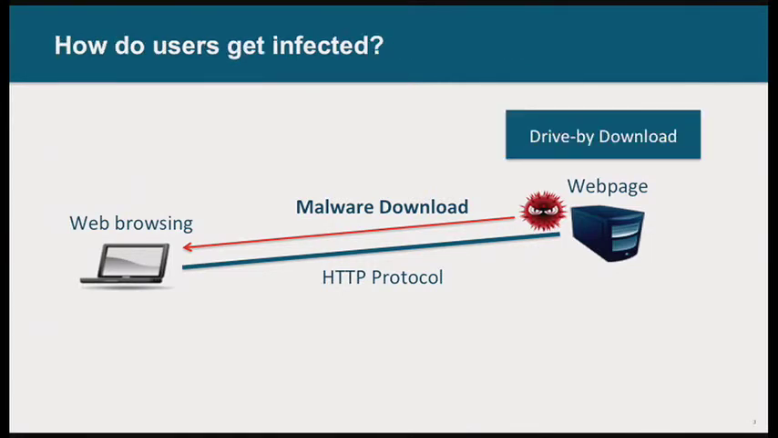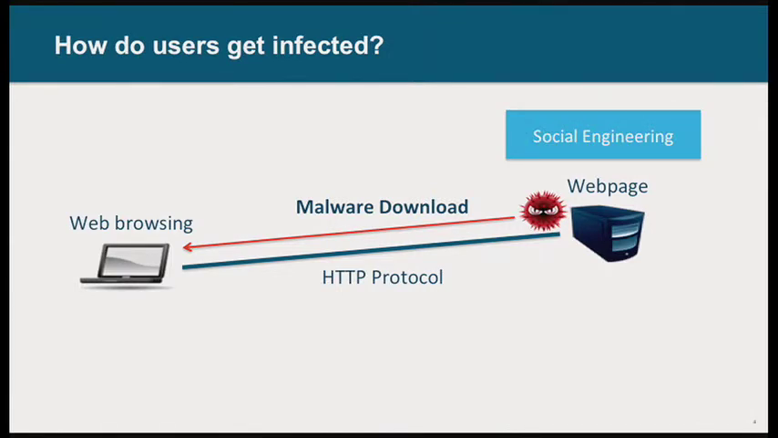People will typically get infected through their browser through one of two methods. First, drive-by download. A user's browsing the web, they go to a web page that's been compromised, the web page redirects them to an exploit kit, the exploit kit finds a vulnerability on the user's machine, it exploits the user, and the user ends up downloading a malicious binary.